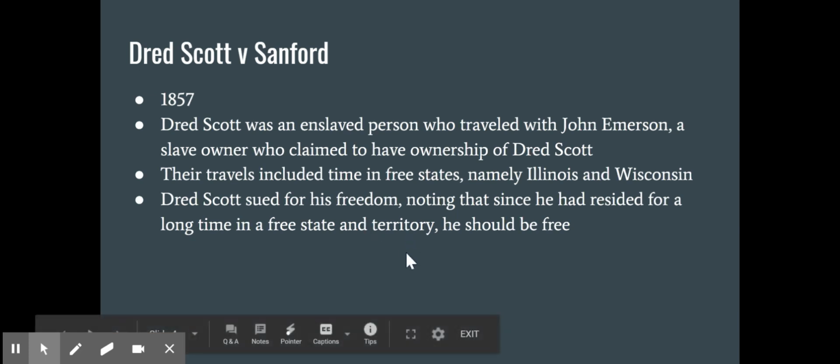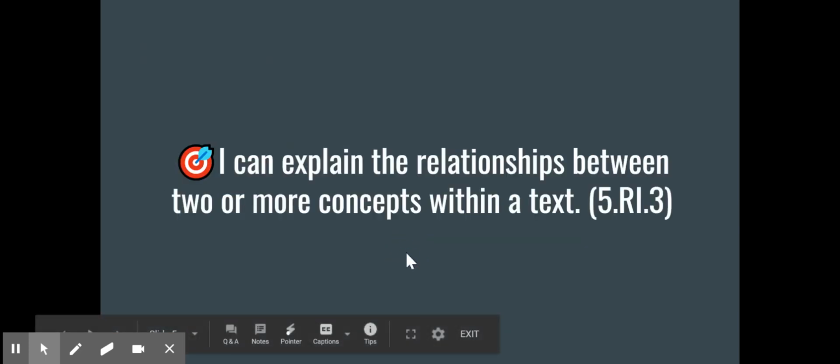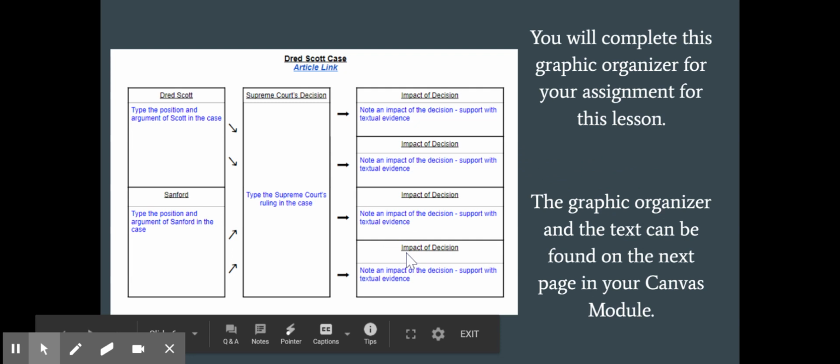All right, so now that we have a little bit of background knowledge, you're going to go ahead and hit this learning target by completing this graphic organizer. You're going to be analyzing the positions of Dred Scott and Sanford, looking at the Supreme Court's decision, and then the impact of that decision. The graphic organizer and the text can be found on the next page of your Canvas module, so go ahead and head on over there.